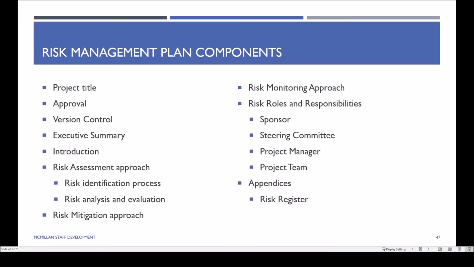And the type of components you would find within your risk management plan are things like the project title, the approval, version control. You'll have an executive summary, and an introduction, which will basically just give the background information. You'll talk about your risk assessment framework, that is your approach, your mitigation approach, your monitoring approach. You'll talk about the key roles and responsibilities within that. And then you may have appendices. You may have it embedded within the plan or as appendices in the plan, and things like a risk register and your risk response plan.